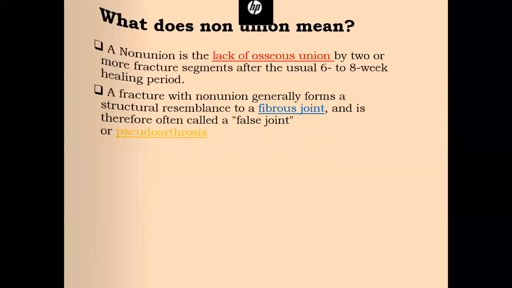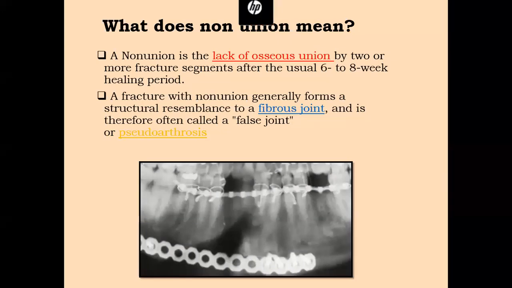So, giving 2-3 lines of introduction for non-union. Non-union is basically the lack of osseous union between two or more fracture fragments after the usual 6 to 8 week healing period. Even after fixation, that is, joining the two fractured parts, there is no bony union occurring even after the 6 to 8 week healing period. That is known as non-union.